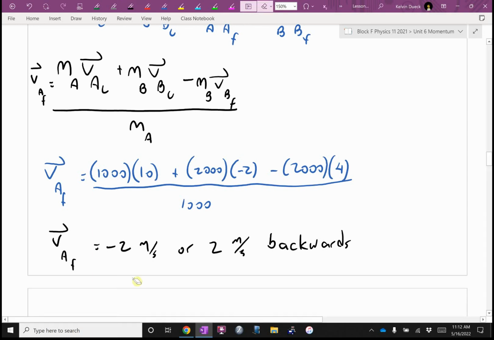First of all, if you said negative 2 meters per second, I would probably live with that. But 2 meters per second backwards, west, etc. Turn the page.